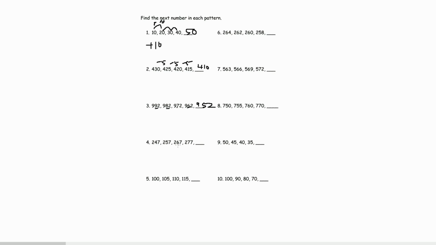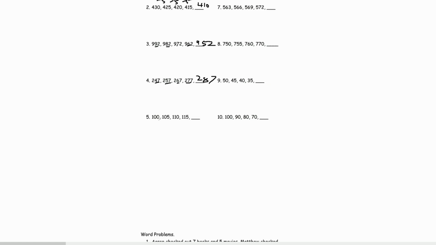247, 257, 267, 277. This time the number in the middle, or the value in the tens place, is going up by 1, so that would be 287. 100, 105, 110, 115. You can see that it's going up by 5 every time, so 115 plus 5 is 120.